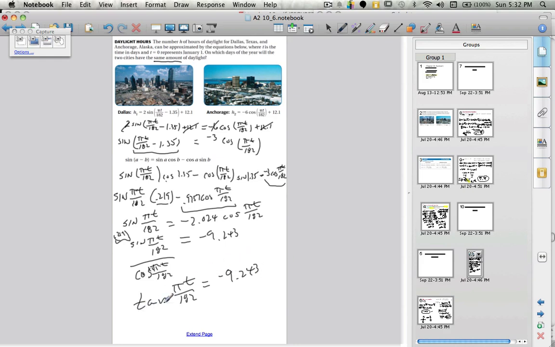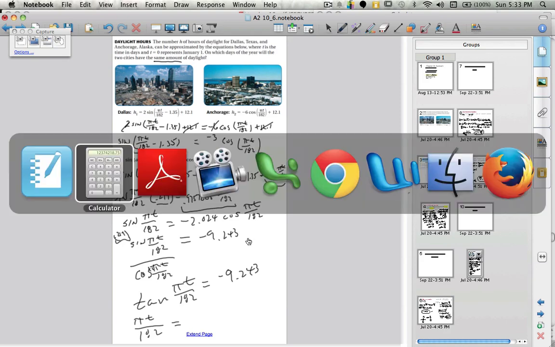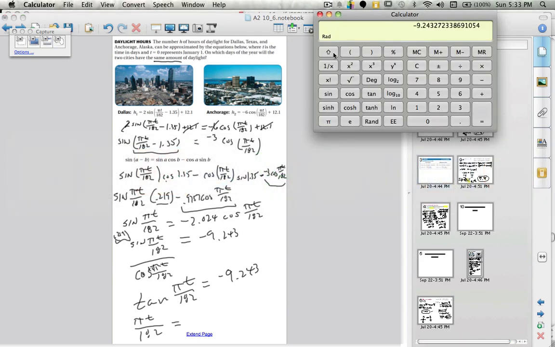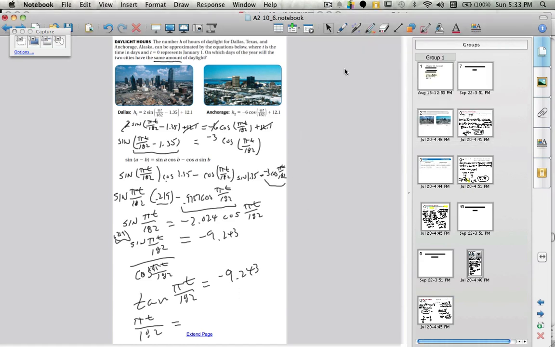All right, and now if the tangent of this will be equal to that, then if I want to find what this angle is equal to, I do inverse tangent on the other side. So let's go back to the calculator. Here's our value, and we do inverse tangent, and we get negative 1.463.